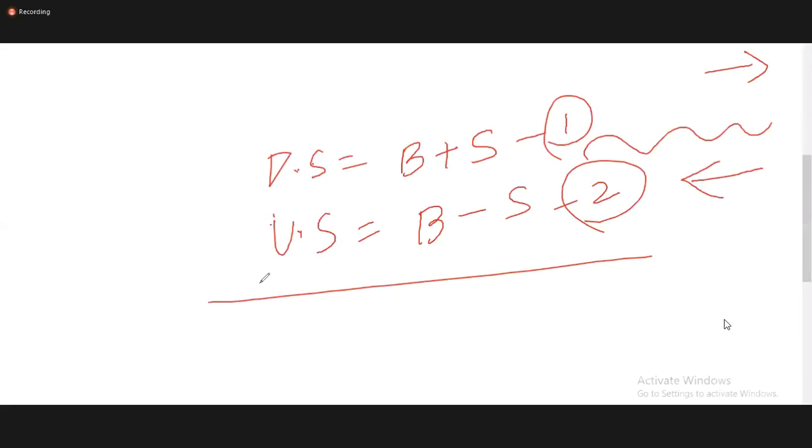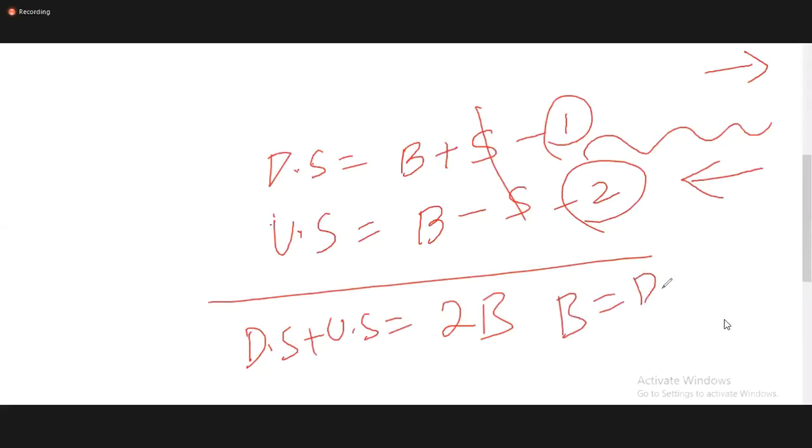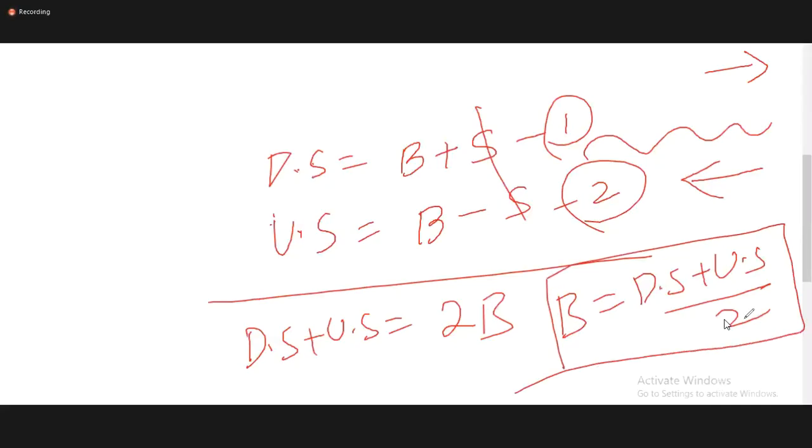Actually, let's add the two equations now. If I add the two equations, the stream speeds will get cancelled. So downstream speed plus upstream speed is equal to only 2b. From this, b is equal to (downstream speed plus upstream speed) divided by 2. Okay, so this is a formula. Whenever you have a downstream speed and an upstream speed, when you divide the sum by 2, you can get your boat speed.